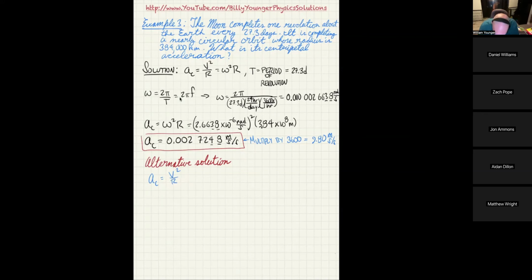So I would like you to think, given that velocity is equal to distance divided by time, do you have any idea what distance the moon must travel in that 27.3 days? I'm not asking for a number, I'm asking for like a concept or a name for the specific distance or length or whatever. Anybody have an idea on that?